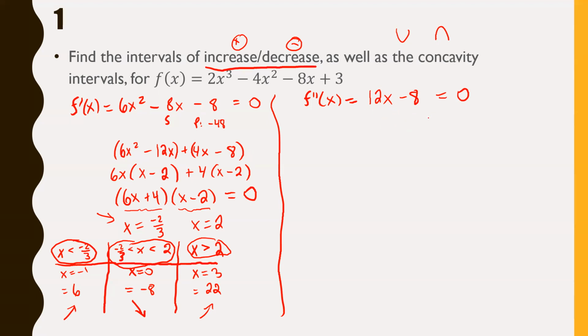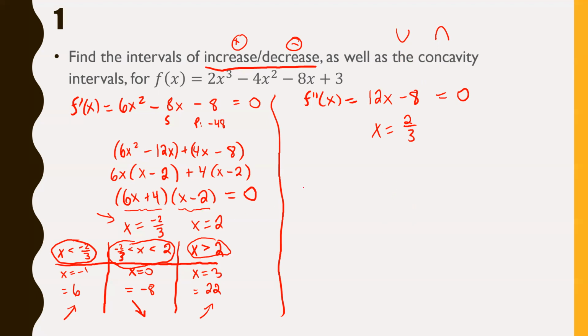It's not a quadratic. So to solve where this is equal to 0, we just have to add 8 and then divide by 12. If you add 8 and then divide by 12, I'm pretty certain that's going to give us +2/3. So x equals +2/3 is a potential point where we change from concave up to concave down or vice versa. We got to test this one.